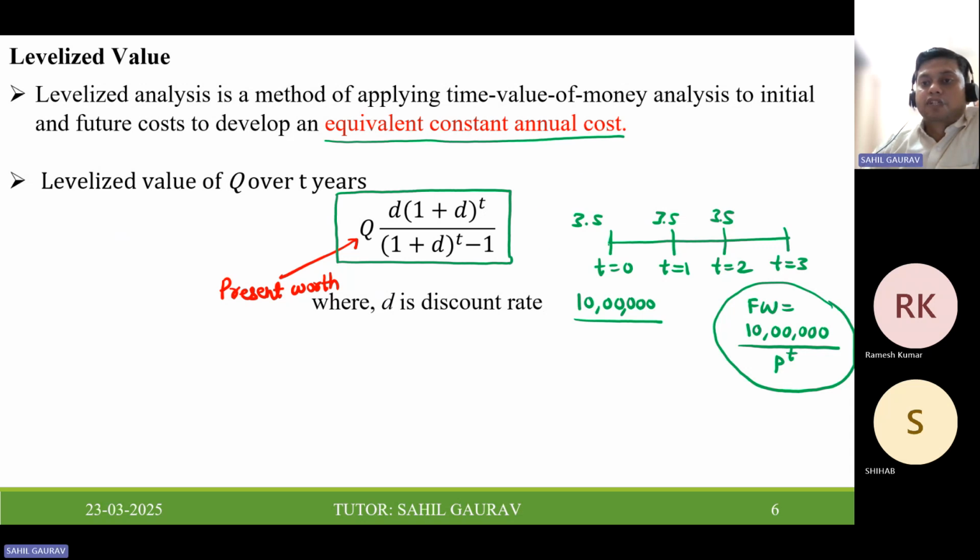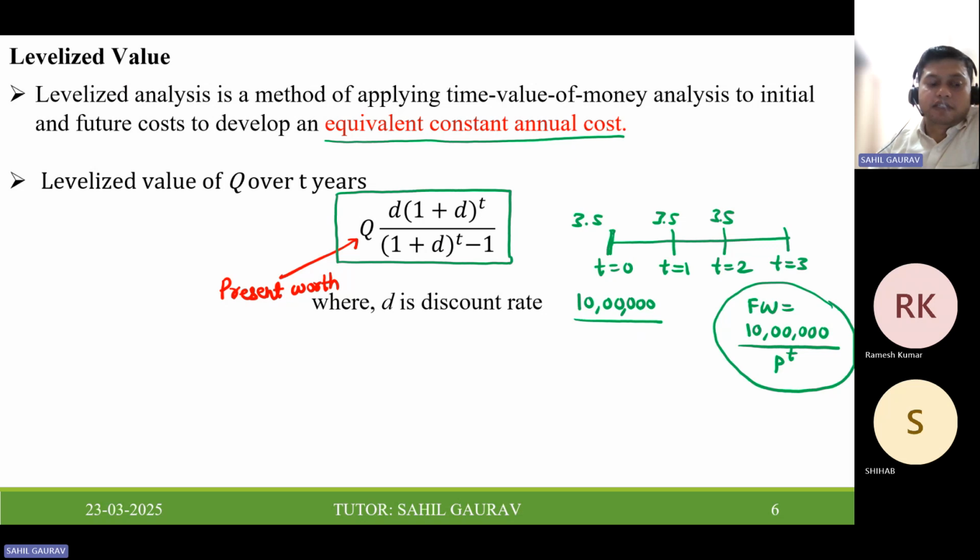If we see the problem based on this, then it will be clear to you. So it is the equivalent constant annual cost. Don't confuse it with the future worth. And Q is the present amount of money that you have right now. So what is the future worth and how you can find its equivalent constant annual cost for that amount of money.